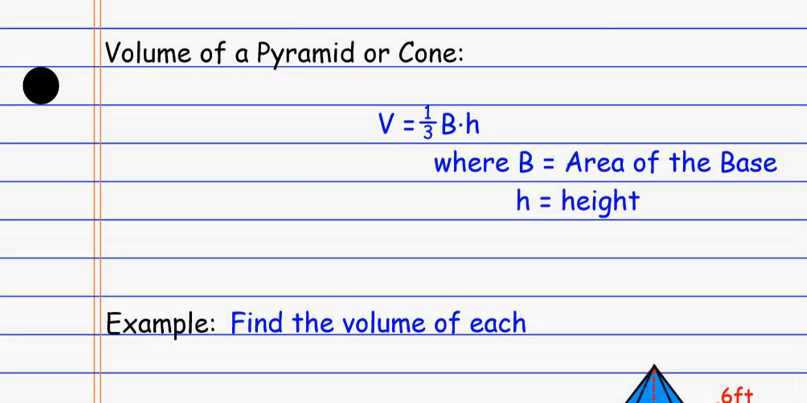Volume of a pyramid or a cone. When we talk about a pyramid and a cone, both are shapes that, unlike a prism, where we have two shapes being connected, start with one shape and kind of come to a point, all right?